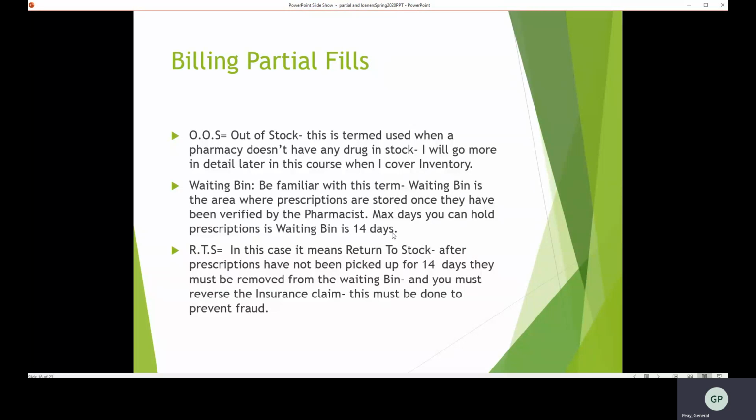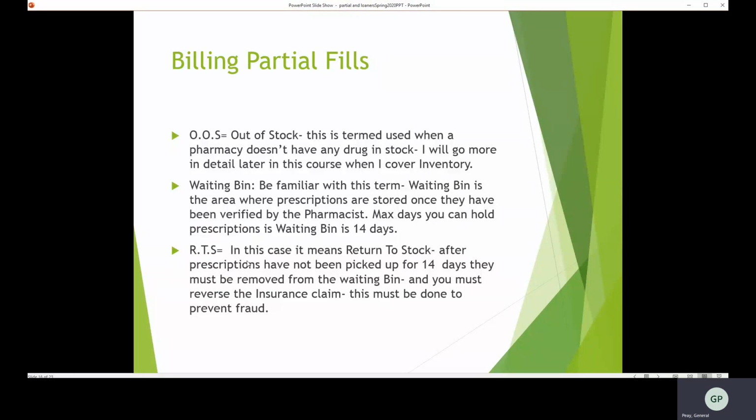CVS goes 14 days. So they try to get the prescription picked up by the customer within 14 days. Other pharmacies, even though they can go 14 days, they use a different time period. I think Walgreens will only keep the medication out for 7 days before they reverse it. And I think Walmart does 10 days, but it's up to that particular company.